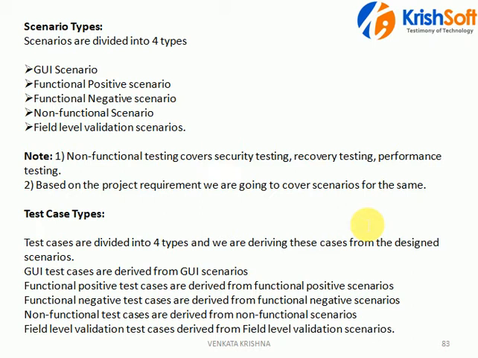In the functional positive scenario, you are going to derive the functional positive test cases. In the functional negative scenario, you are going to derive the functional negative test cases. In the field level validation scenario, you are going to derive the field level validation related test cases. Okay, no issues. I will show you practically.